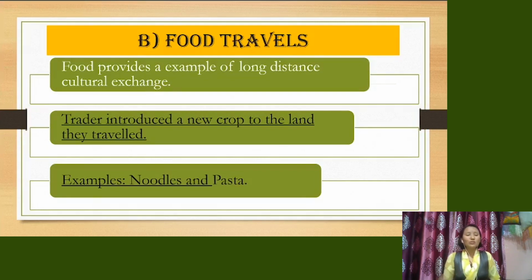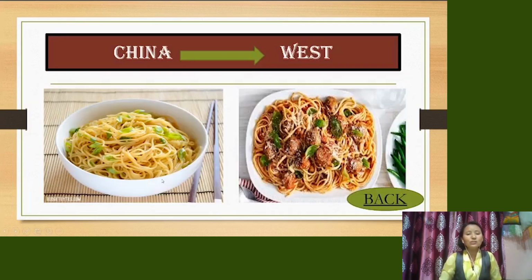The traders are the ones who introduce new crops to the lands they travel to. Some examples of food that has traveled from one region to another are noodles and pasta. Noodles are originally from China. Later this food traveled to western countries and it is called spaghetti.